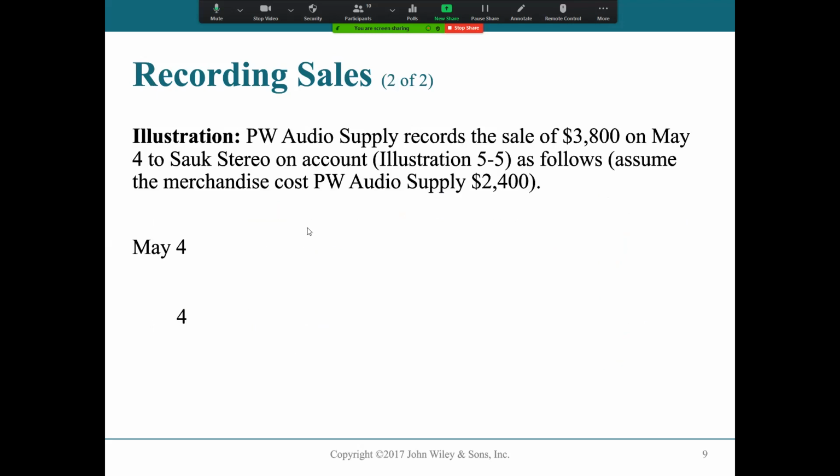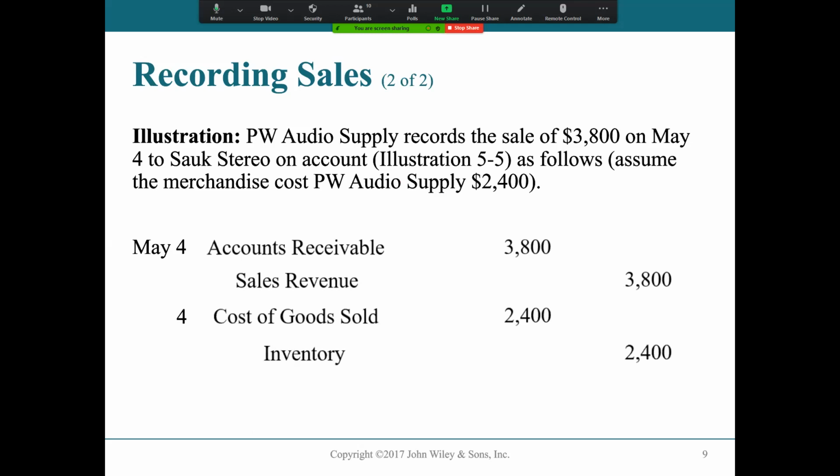So here's an example. PW Audio Supply records a sale of $3,800 on May 4th to Sock Stereo. So their first entry will be the amount they sold it to Sock for. That's how much is owed to them, $3,800. And their sales revenue will go up by $3,800. But then the second entry is the cost of goods sold and the inventory at their cost. And so if you think about it, if you took our revenue minus our cost of goods sold, that would be our gross profit on the transaction. That's the amount of gross profit they made on the transaction.